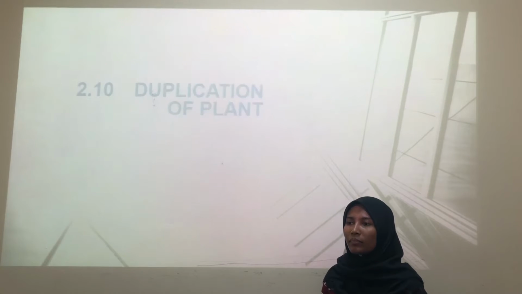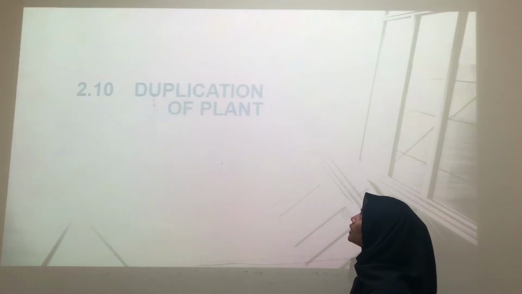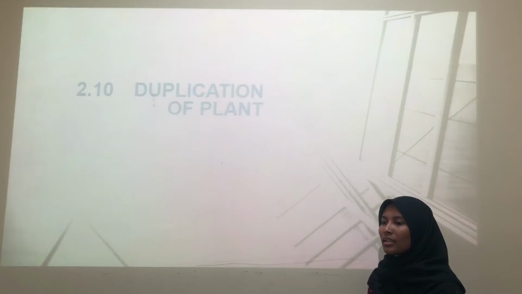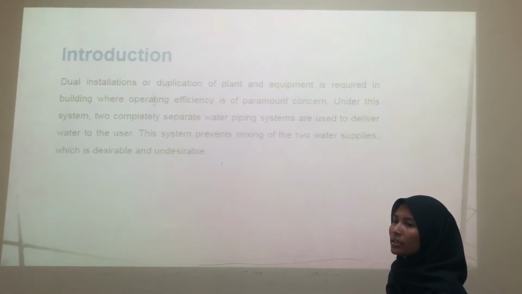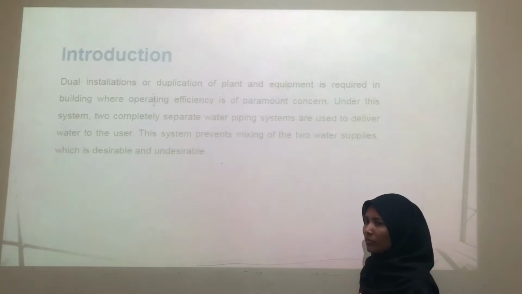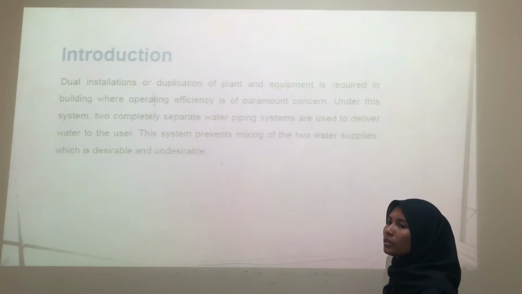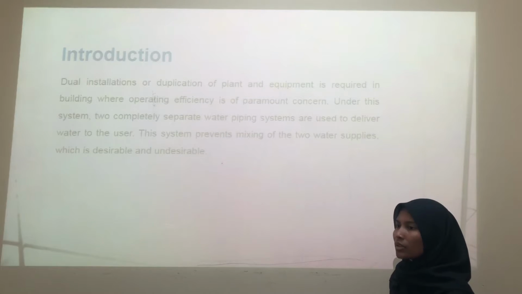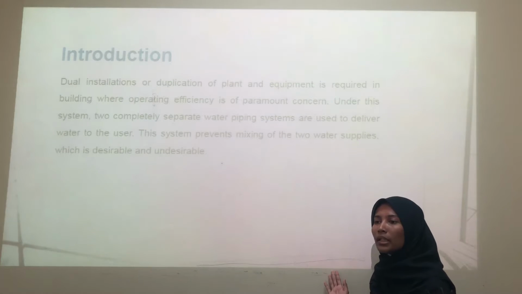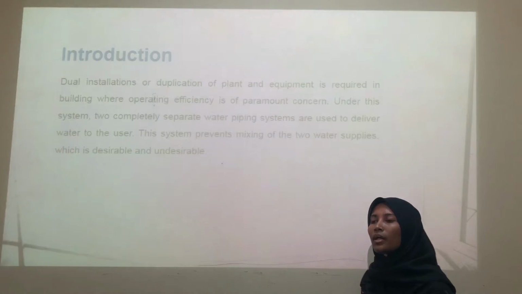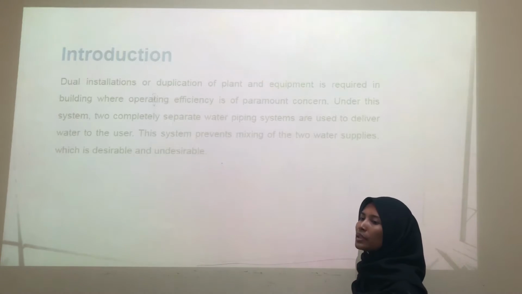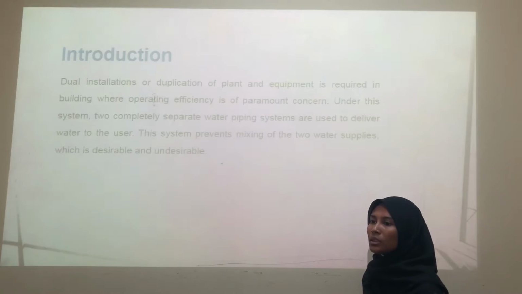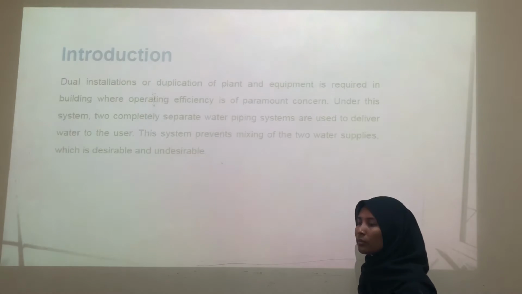Okay, untuk tajuk 2.10, the application of plan. Dia selalunya benda ni required in building where operating efficiency is of paramount concern. So under this system, two completely separate water piping systems are used to deliver water to the user. This system prevents mixing of the two water supplies, which is desirable.